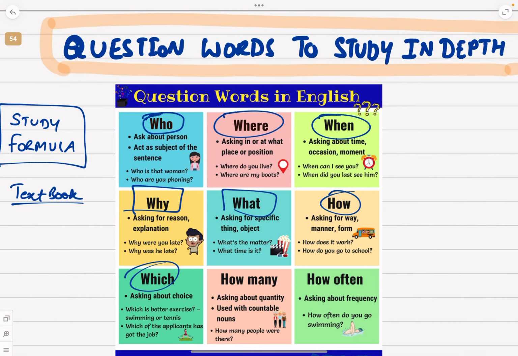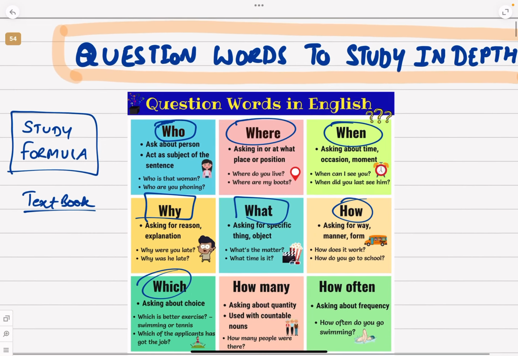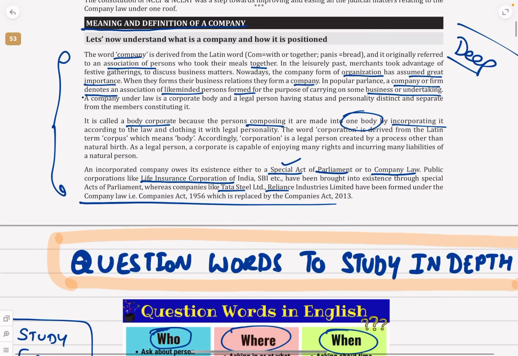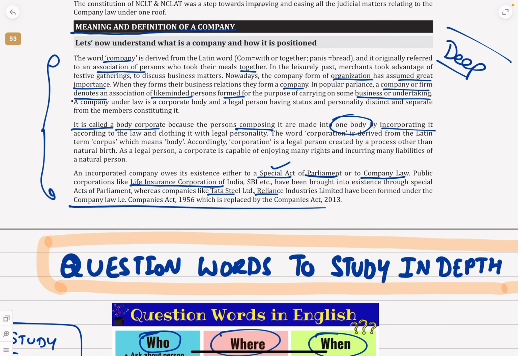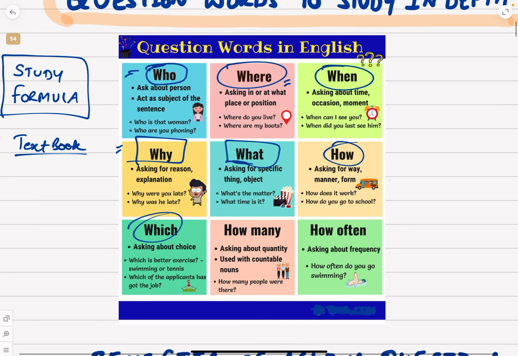So how do we use question words? When we have read this paragraph, we need to ask questions. For example, what is a company? Correct? So I will go deeper into it and then I'll understand. Then, for example, here it says it is called a body corporate. So what is a body corporate? Why should we know what is a body corporate? Who is a body corporate? Where is a body corporate registered? Which type of companies are called body corporate?